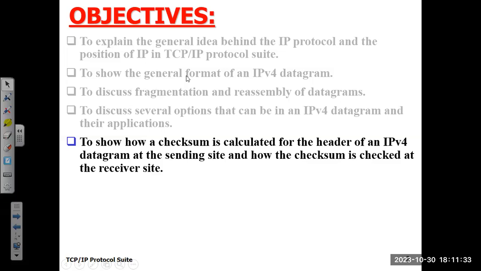To make sure there is no error in the header. When you build the header and send it to the destination, you want to make sure nothing changed in the header. If the header changed, that means the data is not accurate, because the header has to be correct. That's why we use something called a checksum. I will show you how we do that.